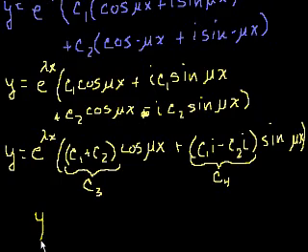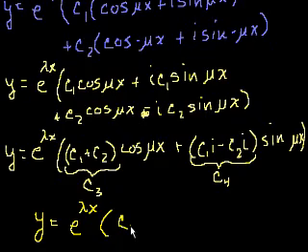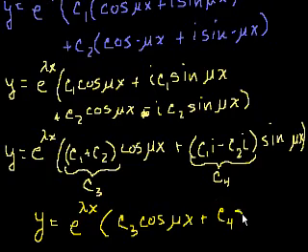And that is y is equal to e to the lambda x, times some constant, I'll call it C3, it could be C1, it could be C100, whatever, some constant times cosine of mu of x plus some other constant, I called it C4, it doesn't have to be C4, I just didn't want to confuse it with these, plus some other constant times the sine of mu of x.